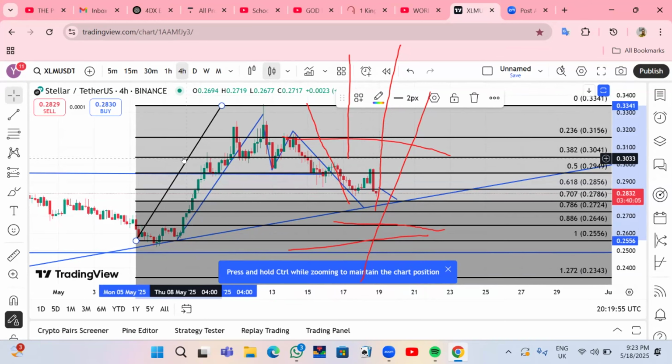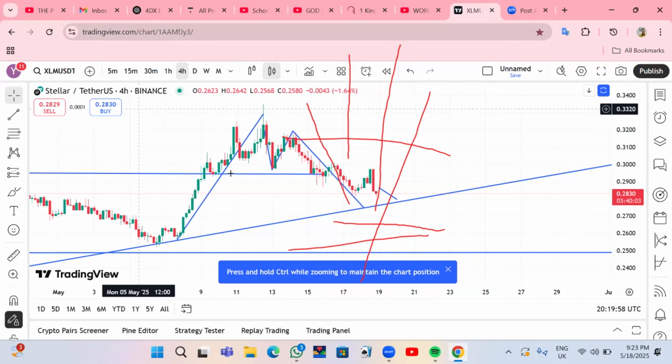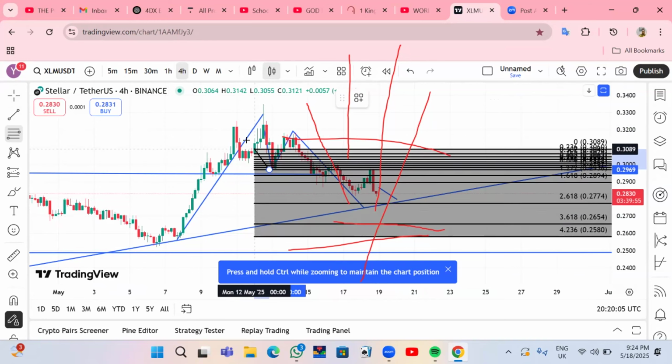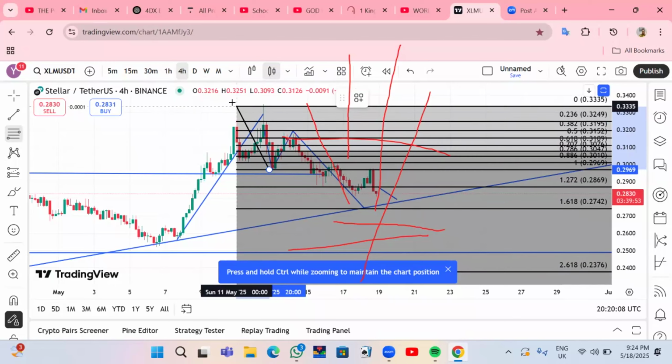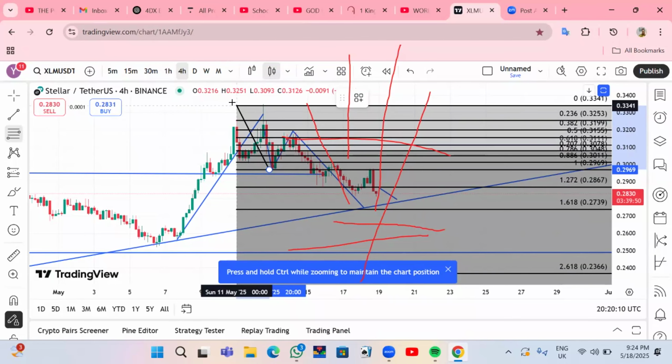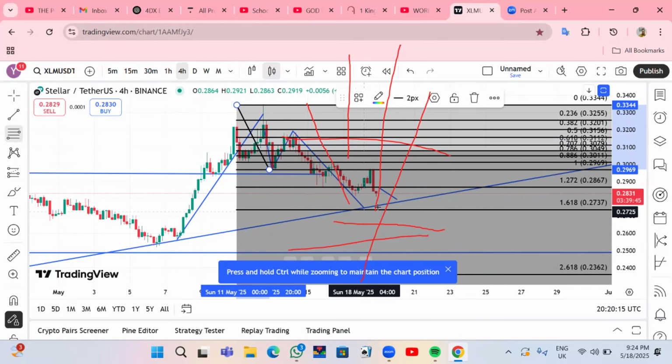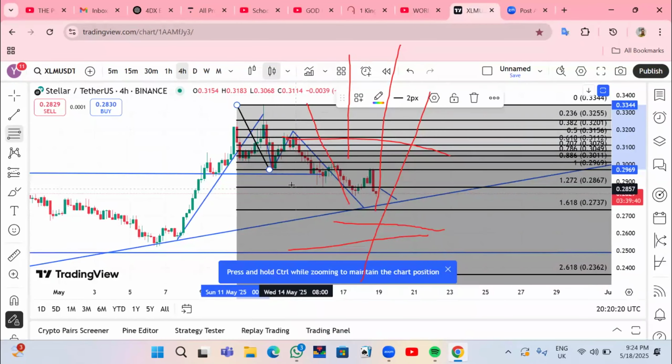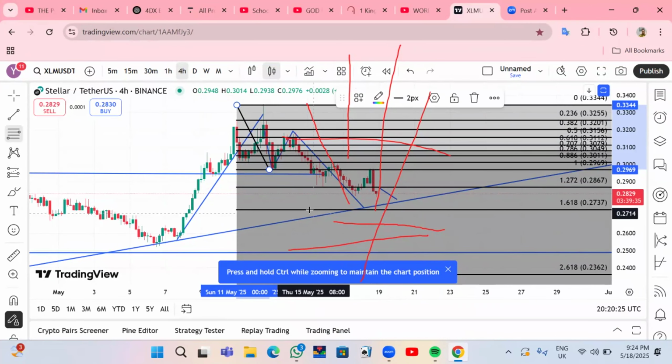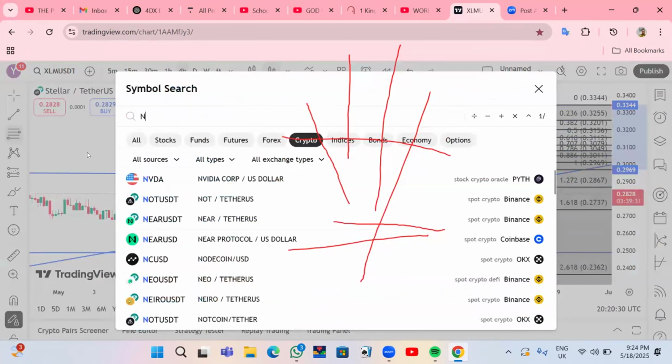Now, another thing you can do, the way you also confirm, is that you pull your fibs again from here to here. The entry must coincide with 1.618. If I'm confusing you, please let me know. Okay. Now, how do I explain this now? Okay, let me do it this way. Let's go to Nero again.